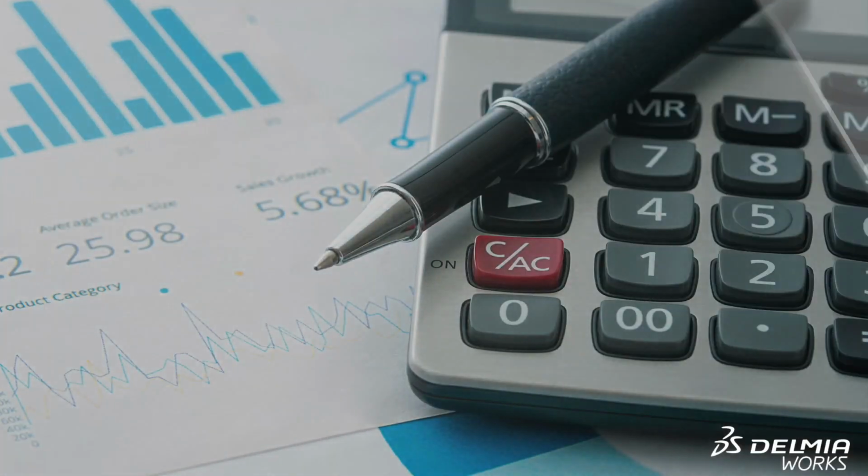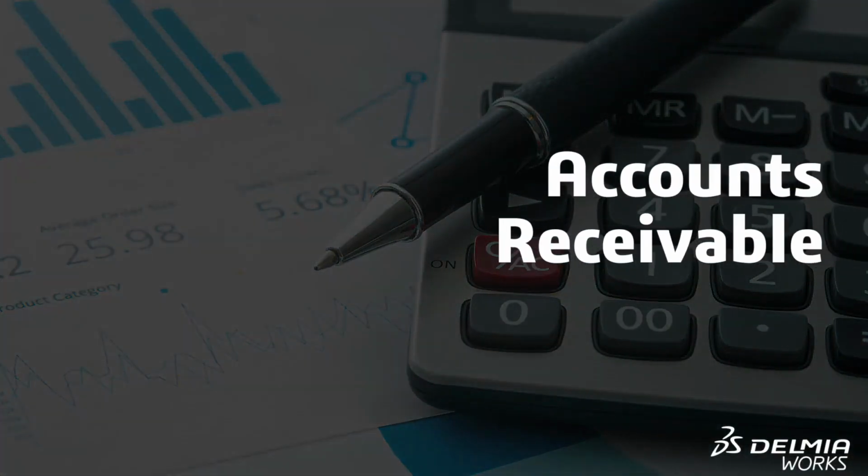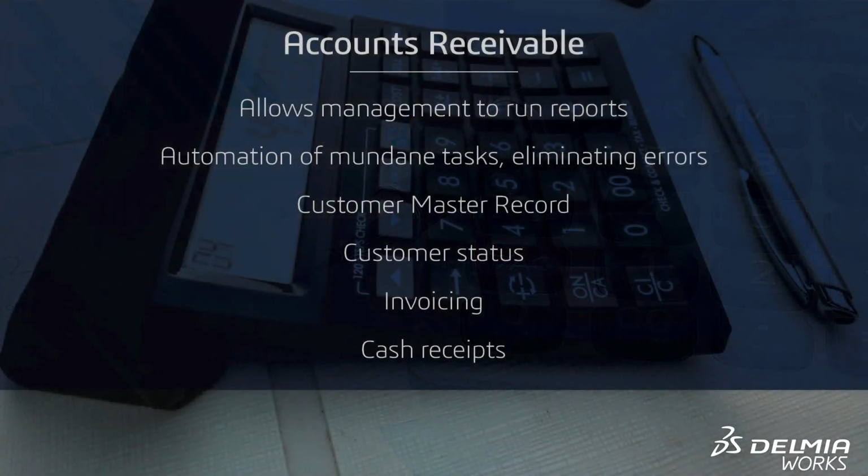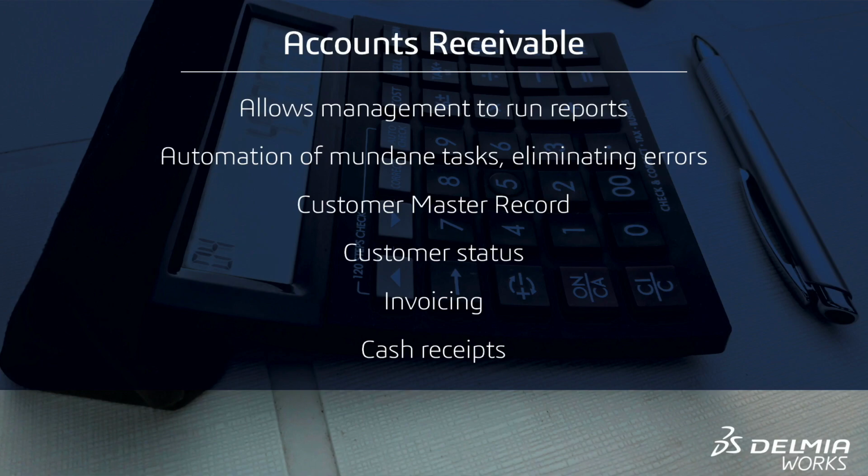Welcome to an overview demonstration of the Accounts Receivable module from DELMIA Works. With Accounts Receivable, users have a complete system that allows the management of all customer receivable activities, from invoicing, cash receipts, checking account status, running account statements, and financial ratio reports. All of these elements help users stay apprised of organization collection activities with regard to accounts receivable.